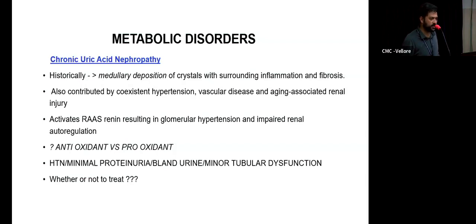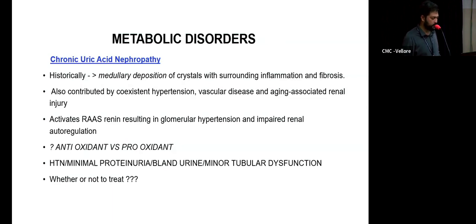Both are not similar. Urate nephropathy is different from uric acid nephropathy. Urate nephropathy is usually seen in tumor lysis syndrome, when you give chemo. In such patients you will have intratubular obstruction because of uric acid crystals. So that is called urate nephropathy. It's not the same as uric acid nephropathy.